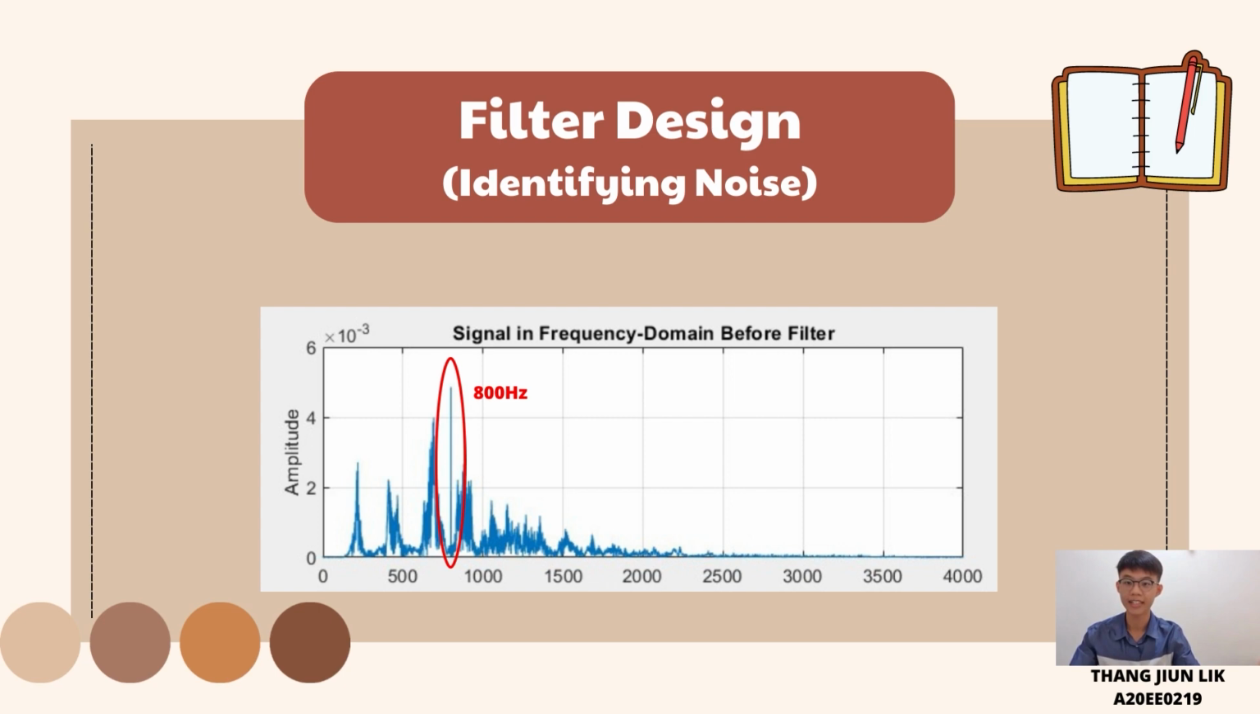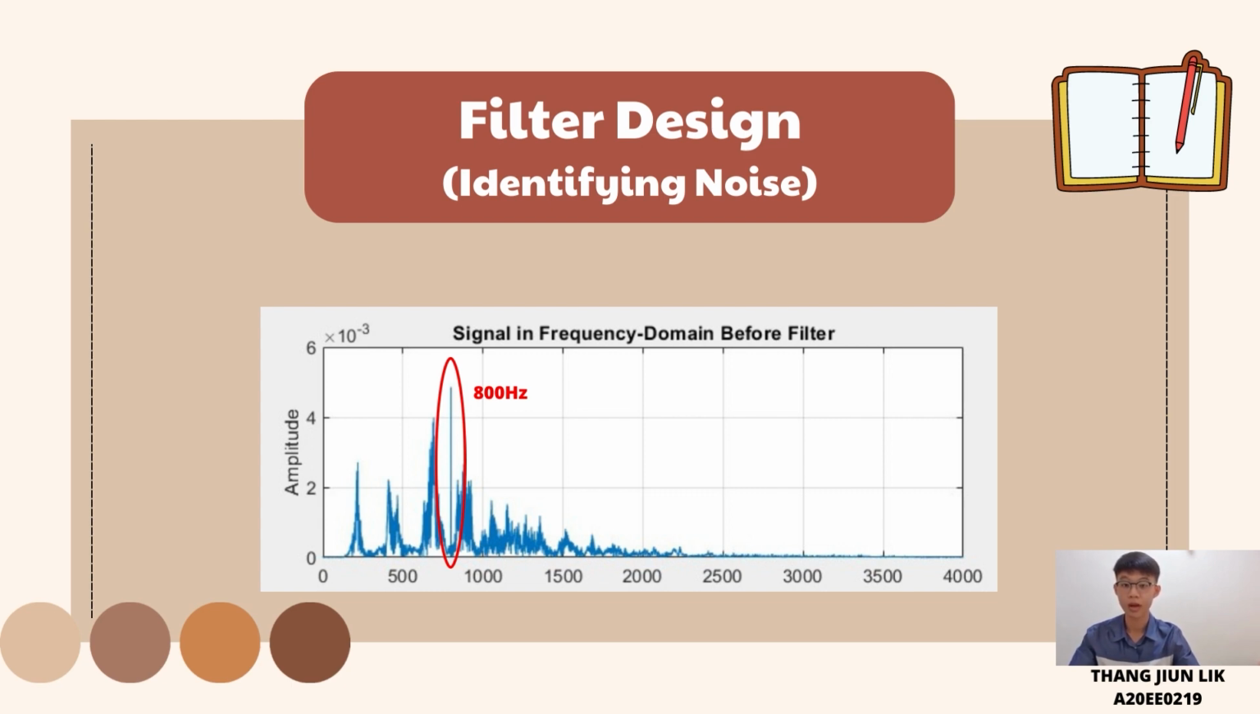Now, let's move forward to filter design. First, we have to identify the noise present in the original signal. By just listening to the original signal, we can learn that there are at least two noises contributing to a beeping sound and a ticking sound. Now let's look at the frequency domain graph. In this graph, it is obvious that the noise is located at 800 Hz frequency, but there is no sign of the other noise which contributes to the ticking noise.